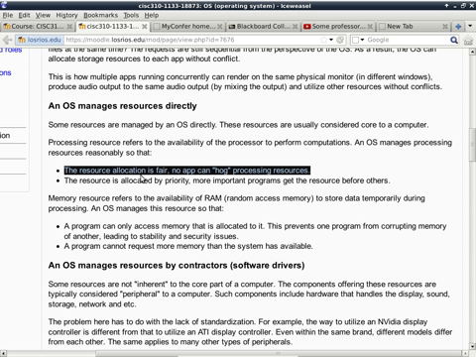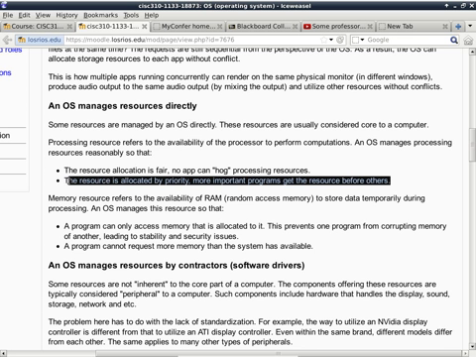So the operating system is responsible to make sure that no application can, quote unquote, hog the processing resources. The actual mechanism of making this happen is kind of technical, and I'm not going to talk about it. It's called time slicing, and there's a whole lot related to it. The resource is allocated by priority, and more important programs get the resource before others. At this point, I'm not going to talk about why we have different priorities.